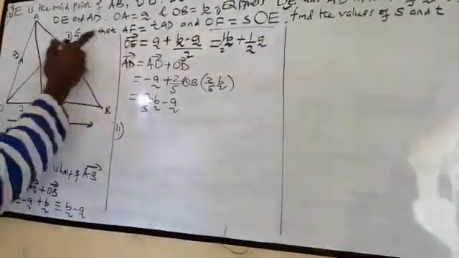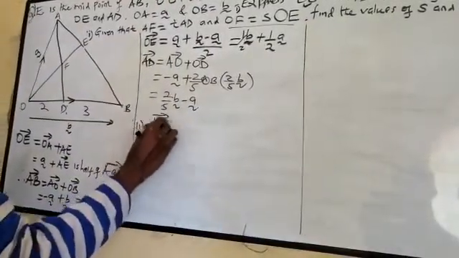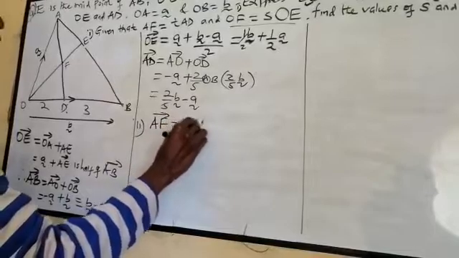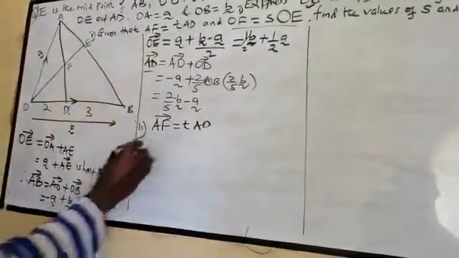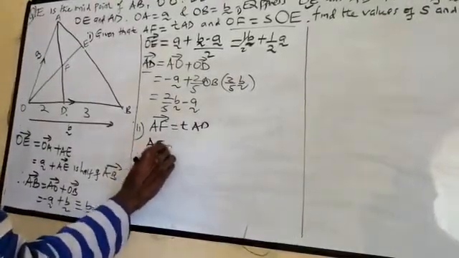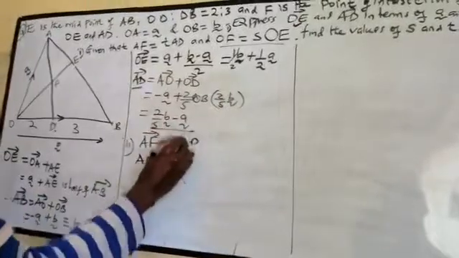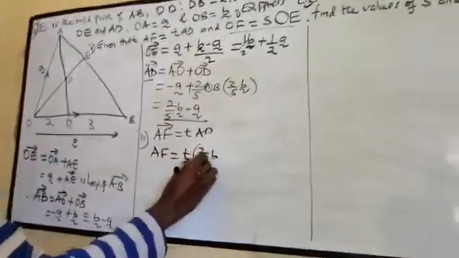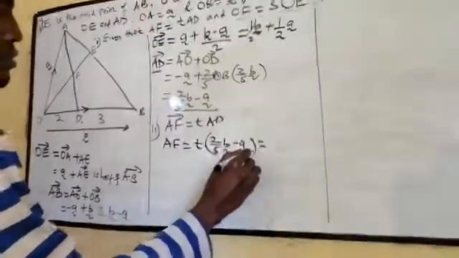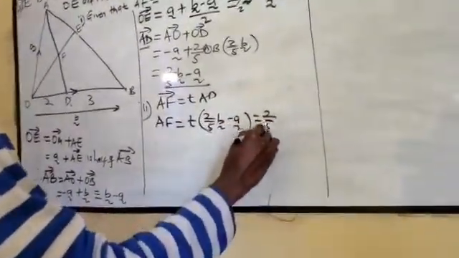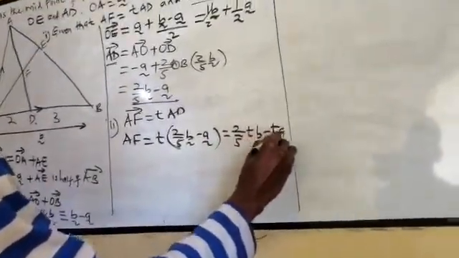For the first case here, AF, you can leave it the way it is. AF is T AD. Remember AD, you already have it in the first expressions. That is now our AF is T into bracket AD, which was 2 over 5 vector B minus vector A. Open it: 2 over 5 T vector B minus T vector A.